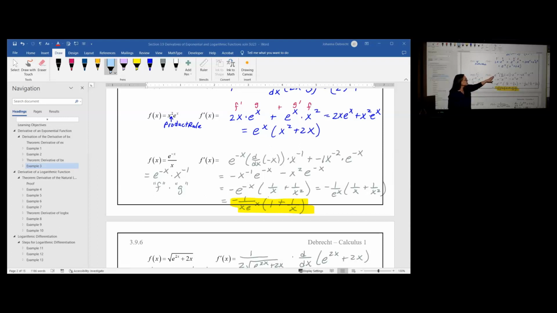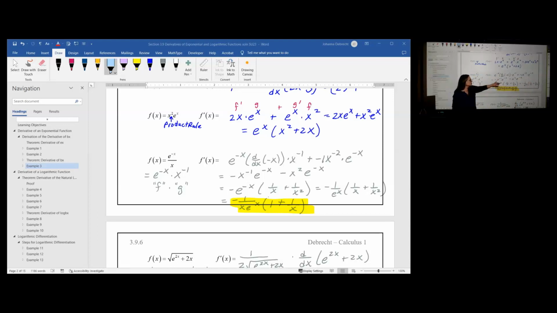The derivative of e to the negative x is e to the negative x times the derivative of negative x, which is a negative 1. Then we multiply by x to the minus 1. For the second part, we take the power rule to the x to the minus 1, giving negative 1 x to the minus 2, and multiply by the exponential.